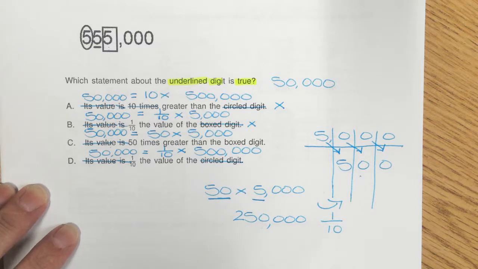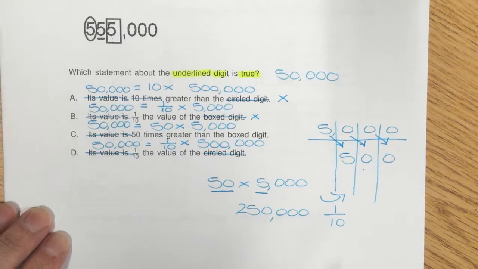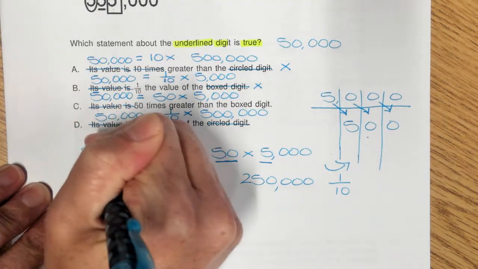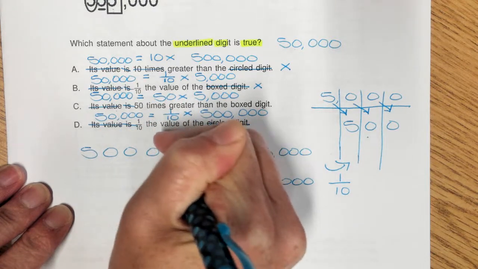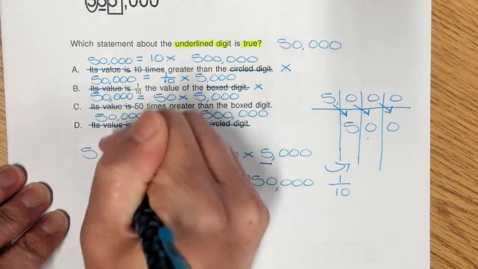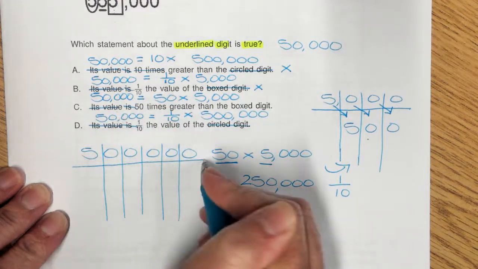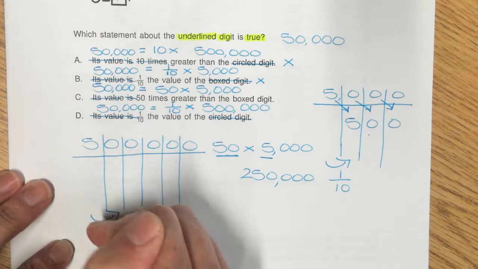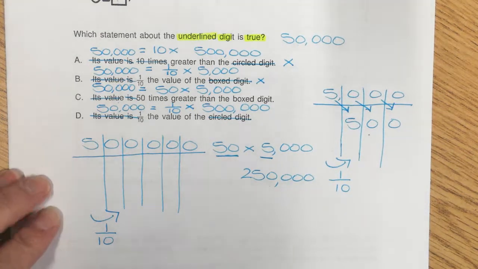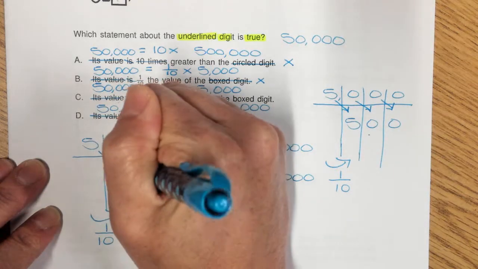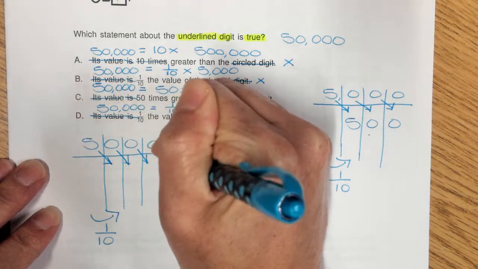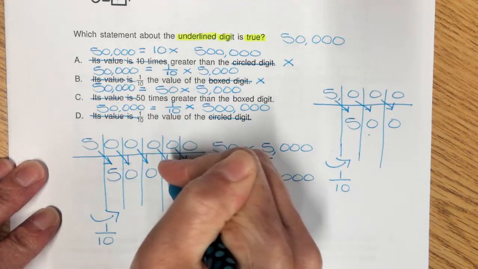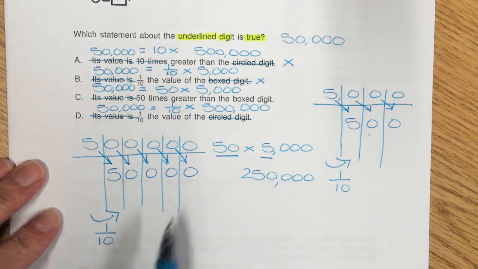Again, to make sure I don't make any mistakes, I'm going to go ahead and put it into a place value chart. So 500,000, 1/10, one spot to the right on the place value chart, all my numbers shift. My 5, 0, 0, 0, 0. I lose my last 0.